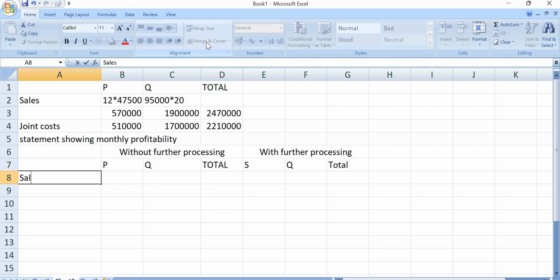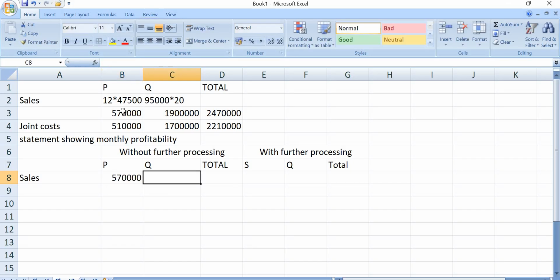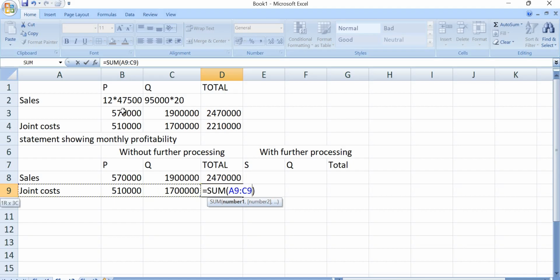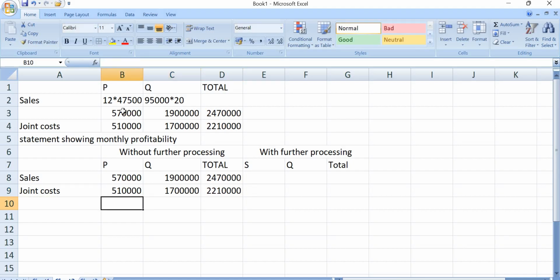So, sales. Without processing, we have already calculated it as 5 lakh 70,000, 19 lakhs and 24 lakh 70,000. For this we will have only joint cost, that is 5 lakh 10,000 and 17 lakhs, so the total is 22 lakh 10,000. So my profit will be 60,000, 2 lakhs and 2 lakh 60,000. This is my profit.